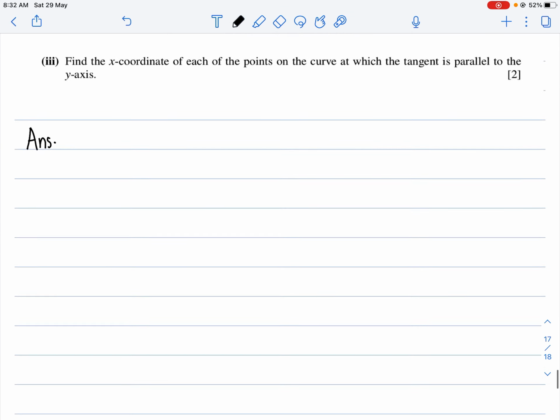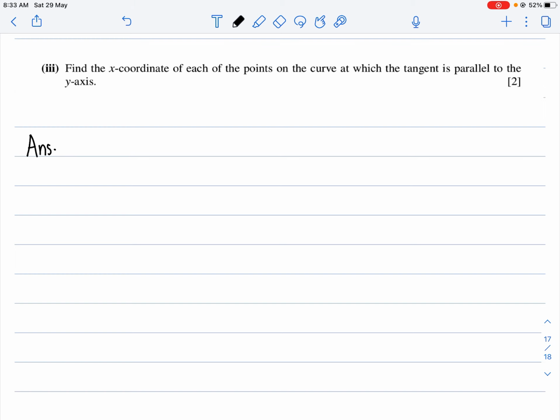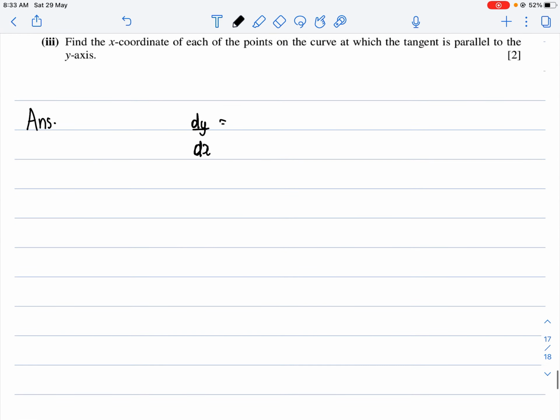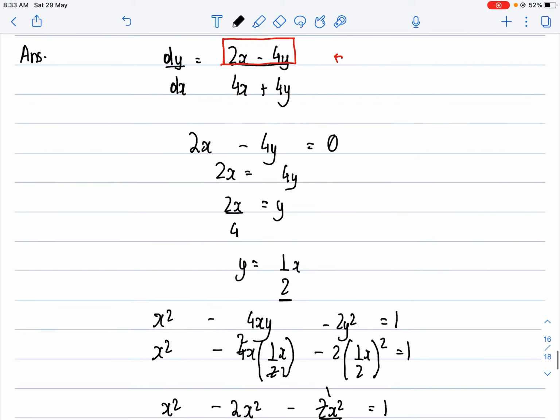Now, find the x coordinate of each of the points on the curve at which the tangent is parallel to the y-axis. So now I'll write my dy by dx again for reference. My dy by dx has 2x minus 4y over 4x plus 4y, if I'm not wrong. Let me just confirm it.